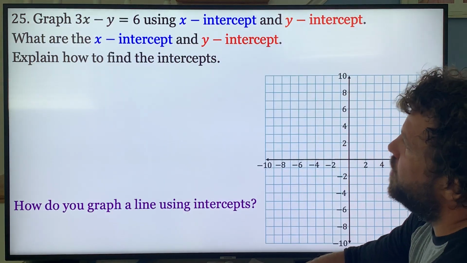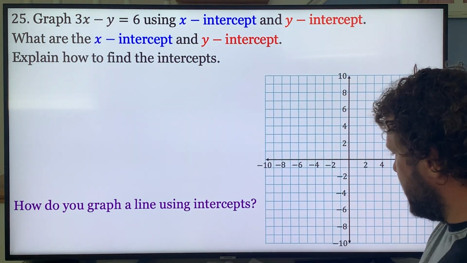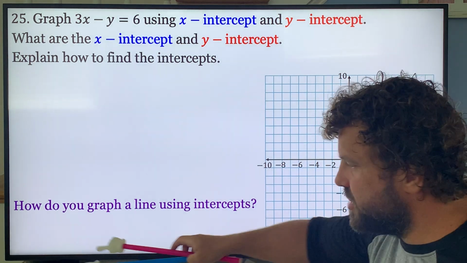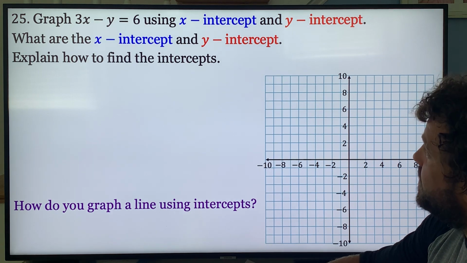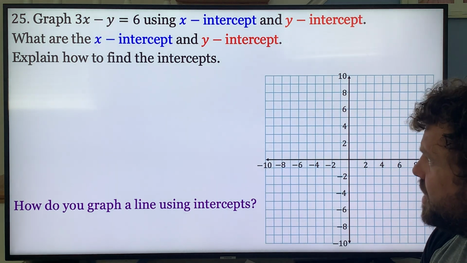All right, 25. Whew, I've got a lot of problems right in a row. Did I just jinx myself? Graph 3x minus y equals 6 using the x-intercept and y-intercept. What are the x and y-intercepts, and how do you find these intercepts?